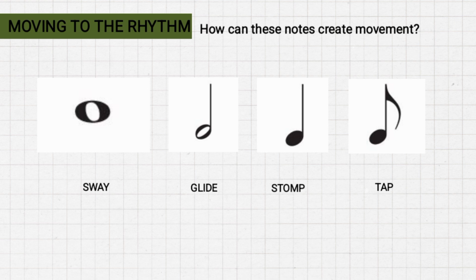A strong, accented beat makes us stomp, matching the power and energy of the rhythm. Fast, light beats lead to a tap as the body reacts quickly to the quick, playful rhythm.